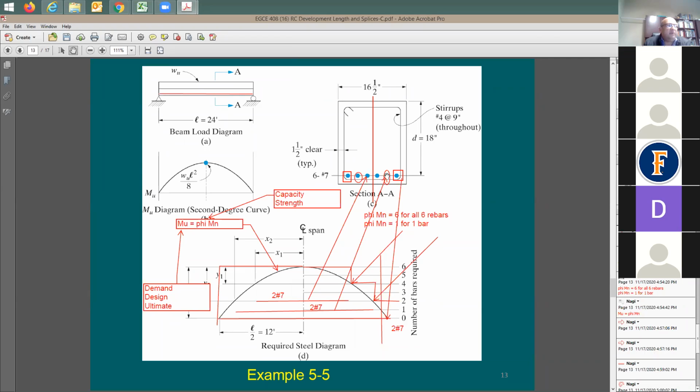Actually, someone can say maybe this is too much. Why don't you just drop maybe 2 rebars? Just these 2. Just drop them and keep 4 straight. I'm going to say it's going to be up to you. We call this a design.